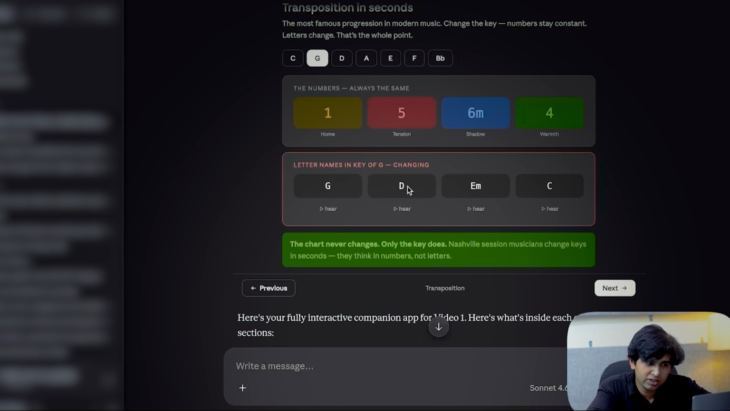Your 5 is D, then your 6 is E minor, and then your 4 is C. Same thing, numbers stay the same. D. D is 1, A is 5, B minor is 6, G is 4.